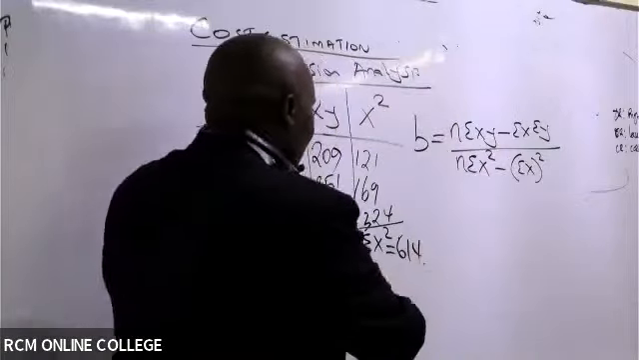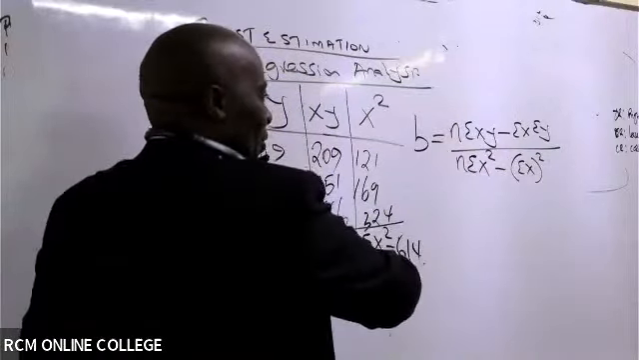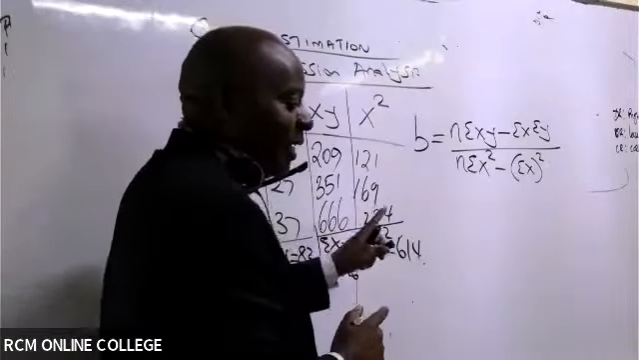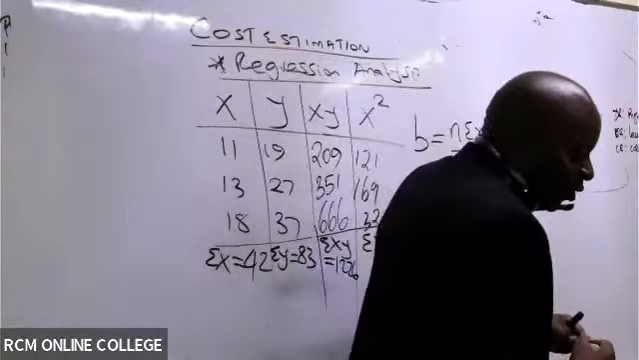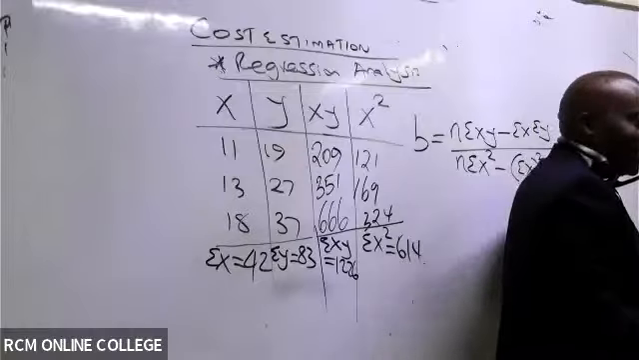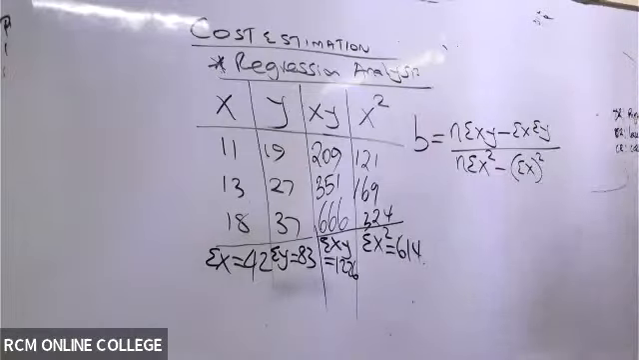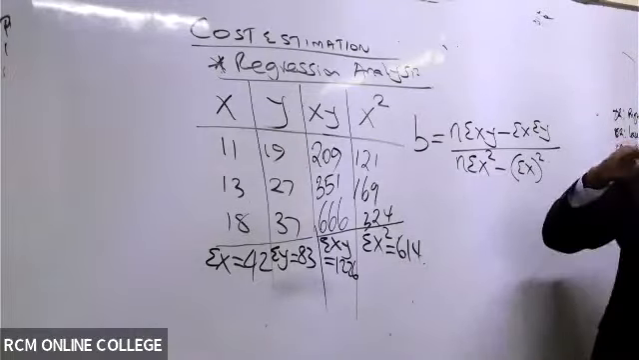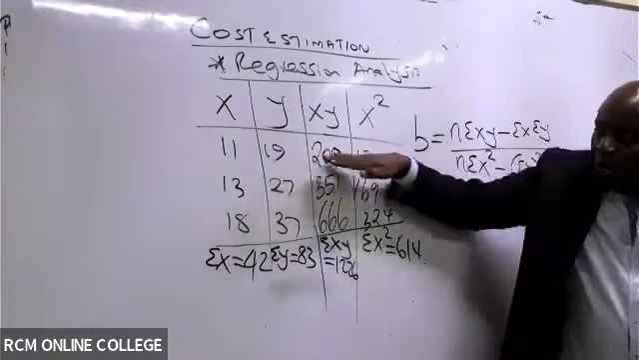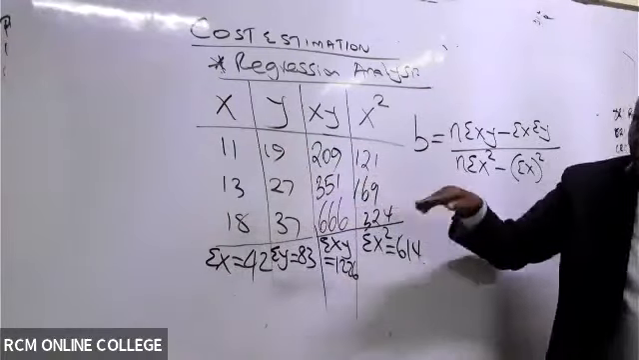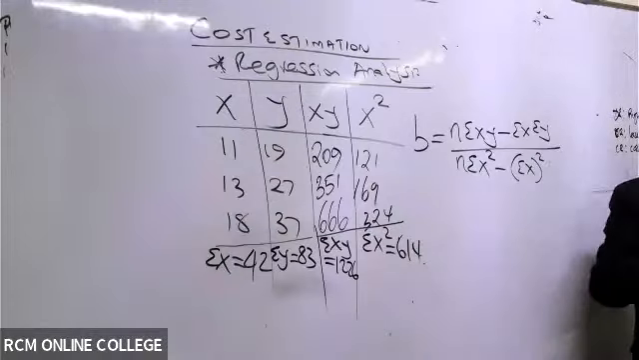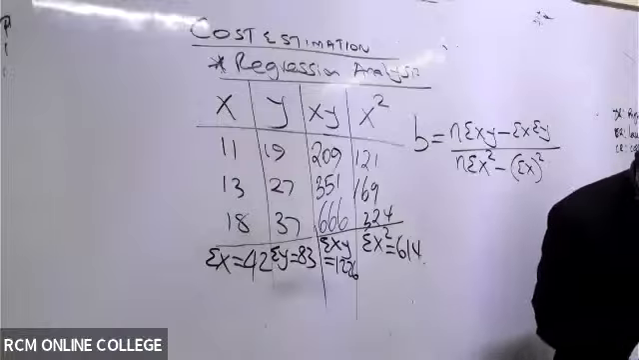So then please, given that you have got all these sigmas, the summations, please try to substitute them here, plug them in here. But first of all, you have to tell me what is n in this case. 3. Because n, you're looking at the number of points, isn't it? We count them this way: 1 point, 2, 3 points. So n is 3. Try your very best to substitute.